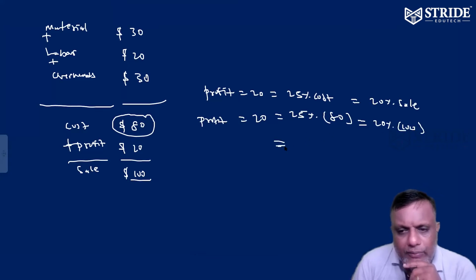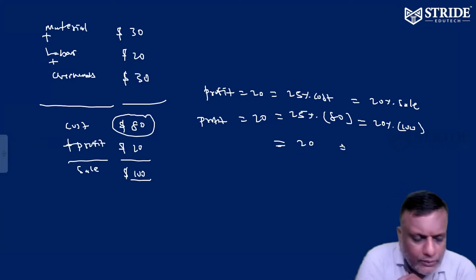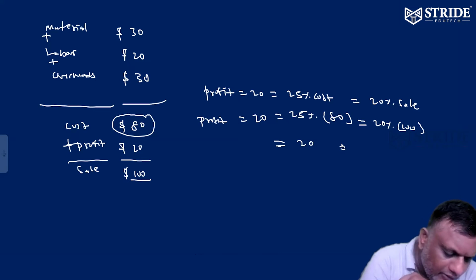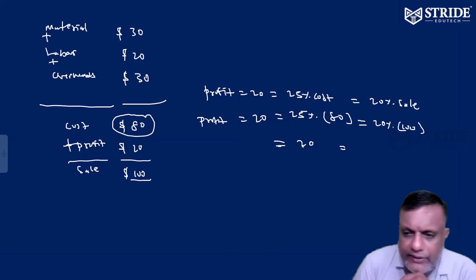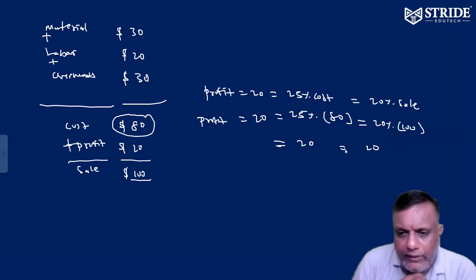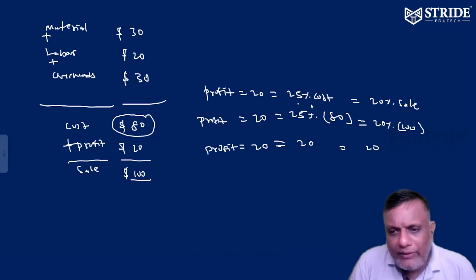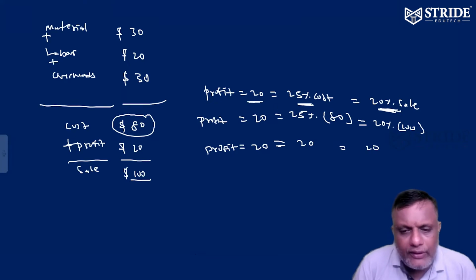So 80 into 25%, please do the math, is nothing but 20. 100 into 20% is also equal to 20. Therefore, profit is equal to 20. So mathematically, they are equal. 25% of cost is equal to 20% of sales, which is equivalent to the profit value. I'm telling you one more time, 25% of cost is equal to 20% of sales, which is equivalent to profit 20.